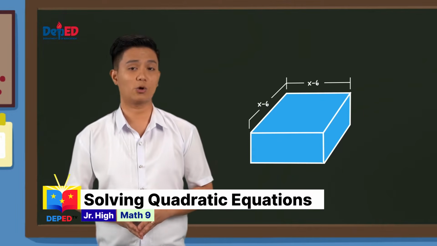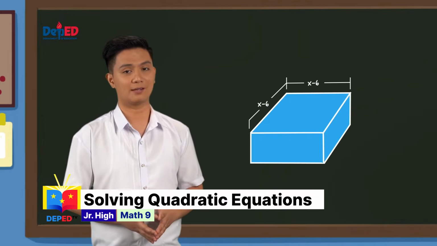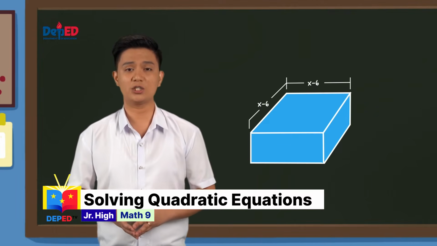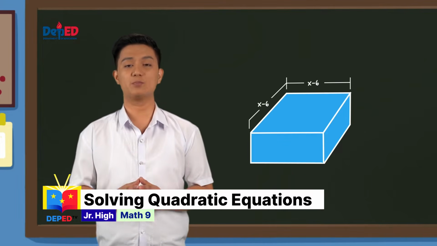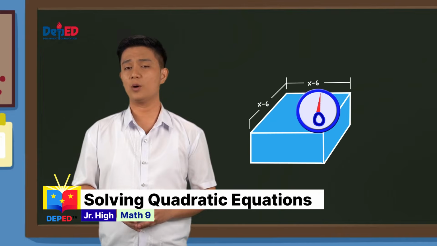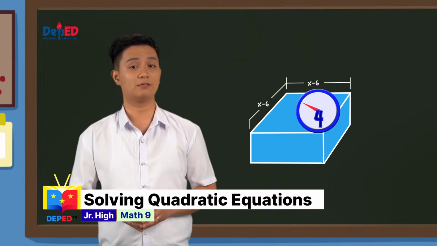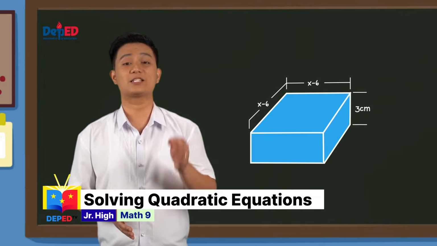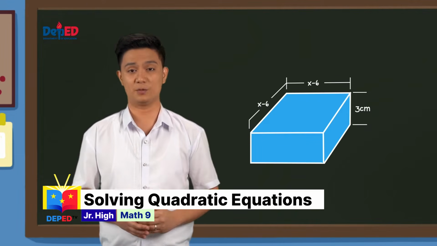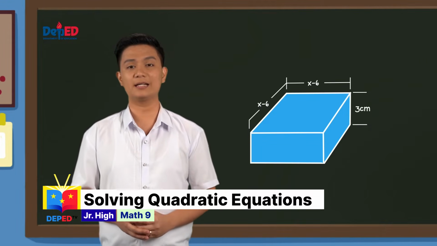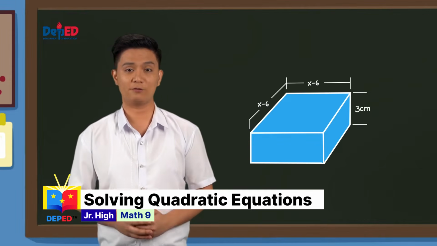The box is already labeled with its length and width, which are just the same since its base is a square. But what about the height of the box? The answer is, it's definitely 3 centimeters, which is the side length of the square cut off from the cardboard.